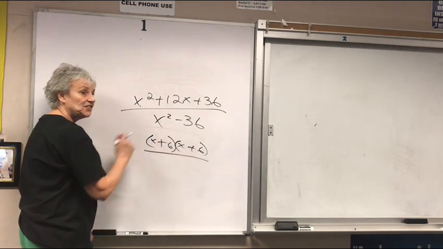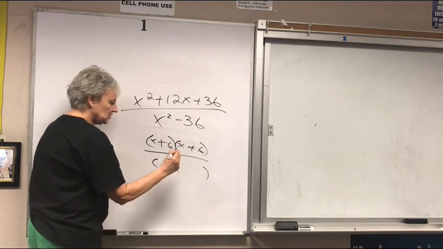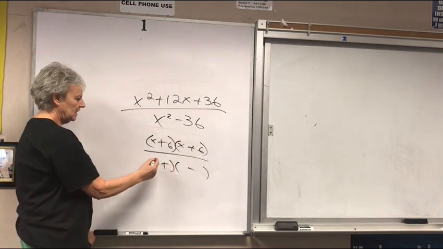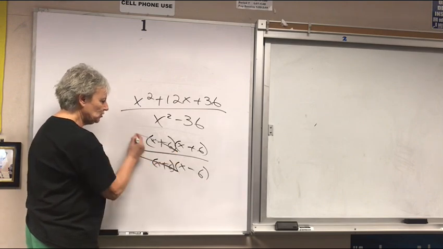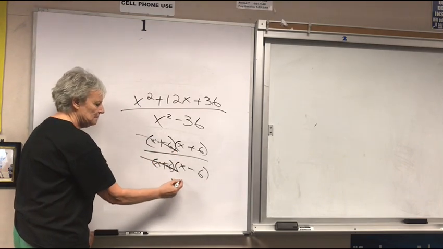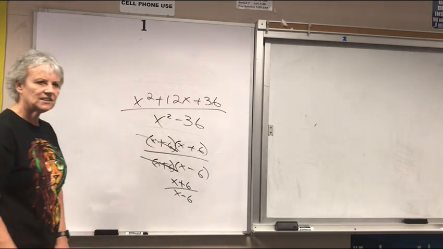This, again, is the difference of two perfect squares. One's plus, one's minus. X and 6, cross those out. Final answer, x plus 6, x minus 6.